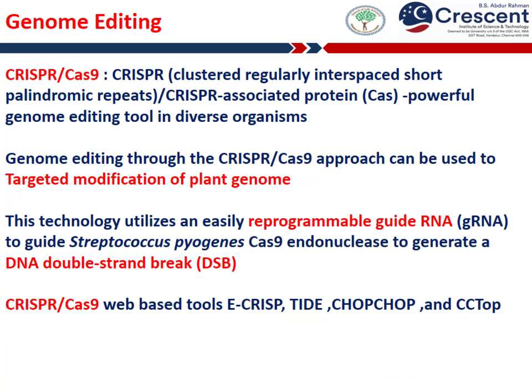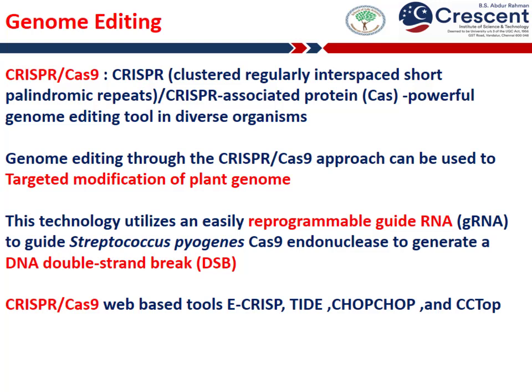Targeted modification of the plant genome is key for elucidating and manipulating gene functions in basic and applied plant research. The CRISPR-Cas9 technique is widely adopted for genome editing in plant biology. CRISPR, that is clustered regularly interspaced short palindromic repeats, and CRISPR-associated protein, that is Cas technology, is emerging as a powerful genome editing tool in diverse organisms.